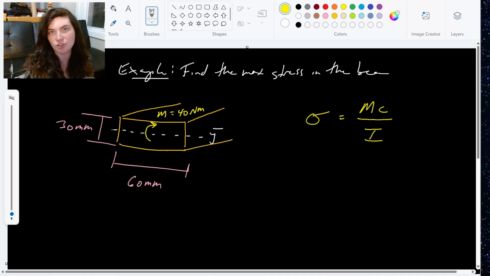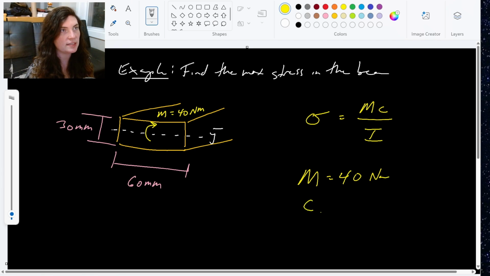Other times things are just going to be given to you. So in this case, my moment is 40 Newton meters. Boom, given to me, 40, already done with that. Next one is C, and that's the distance from our centroid to the outermost portion here.